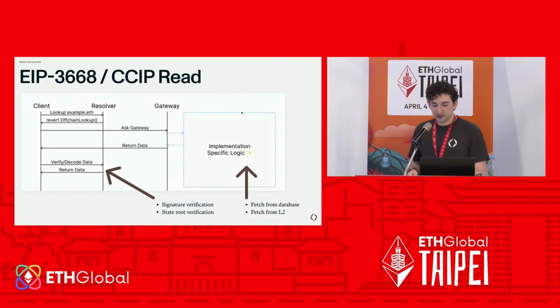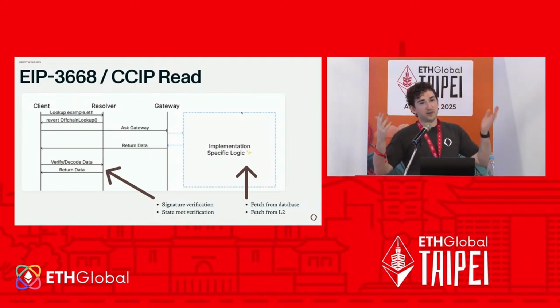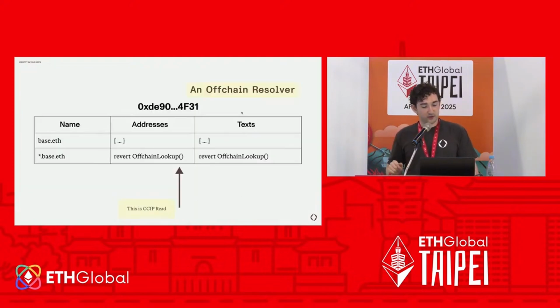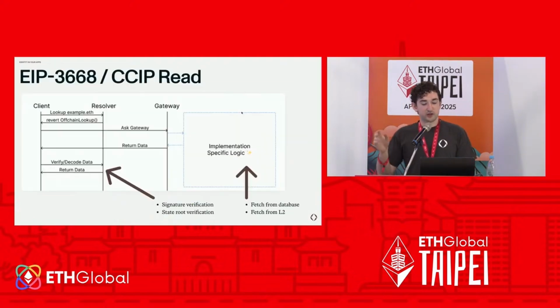And so what happens in a resolver that implements CCIP-Read is a wallet will go ask a resolver, hey, what's the address or text record or any specific data stored for greg.eth on this resolver? Or I'll be more explicit. Base uses this. So I'll say greg.base.eth. A client goes to look up greg.base.eth. The resolver actually reverts with an off-chain lookup saying, hey, I don't have that data, but you can go find the data you're looking for at this gateway.